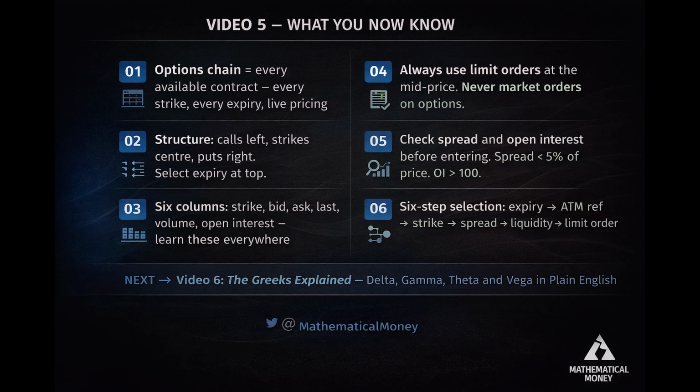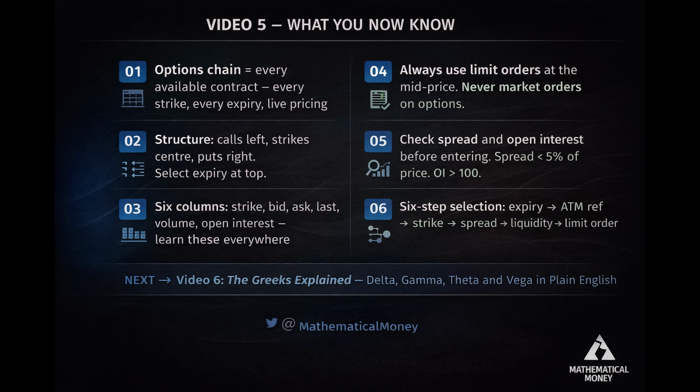Here is what you now know. 1. An options chain shows every available contract for a stock, every strike, every expiry, with live pricing and liquidity data. 2. The chain is split into calls on the left and puts on the right, with shared strike prices down the middle. 3. The 6 essential columns are strike, bid, ask, last, volume, and open interest. 4. Always use the bid-ask rather than last price. Use limit orders at the mid-price. 5. Check volume and open interest before entering. Both should be reasonable. Minimum 100 open interest as a baseline filter.